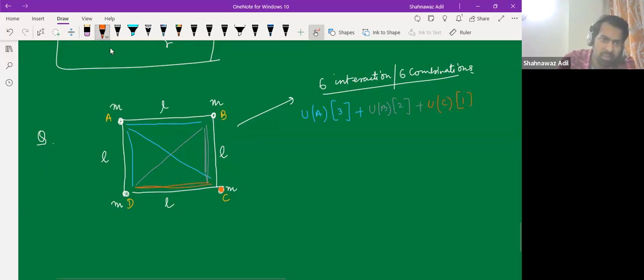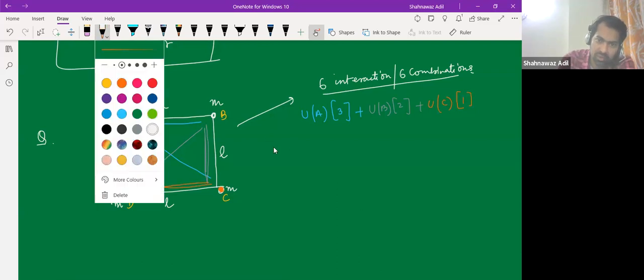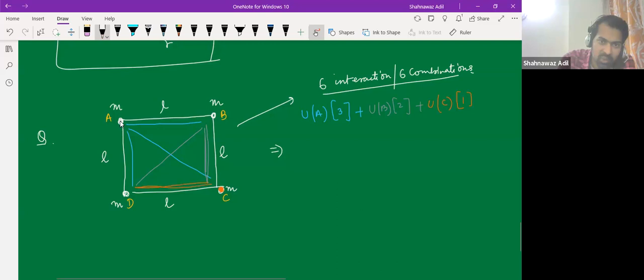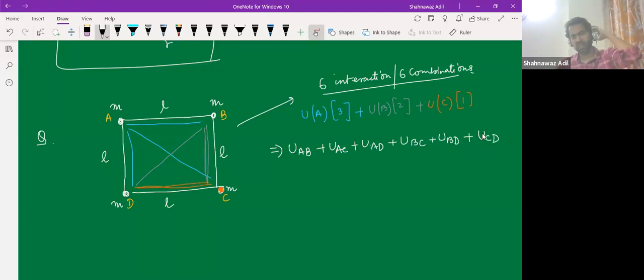Now let us separately write all these values. First UAB, then we have UAC, then UAD, and then UBC, then UBD, plus UCD, right? 1, 2, 3, 4, 5, 6. Is that clear, everyone?